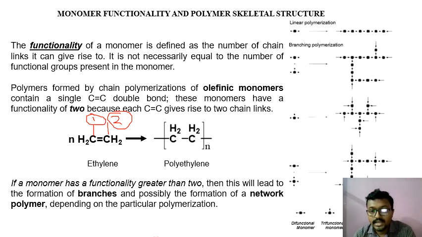That is called functionality. Now, depending on functionality, we can get different types of polymerization reaction. If the functionality is 2, it can give you only a linear polymer. If there is more than 2 functionality, then we will get a branching or cross-link polymer. So if a monomer has functionality greater than 2, it can lead to the formation of branches, and a network or cross-link polymer is possible.